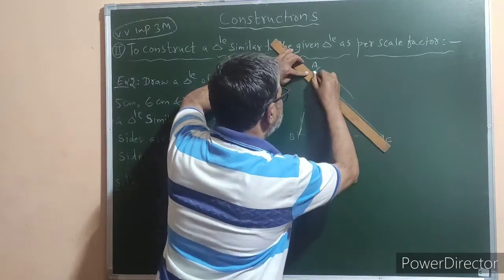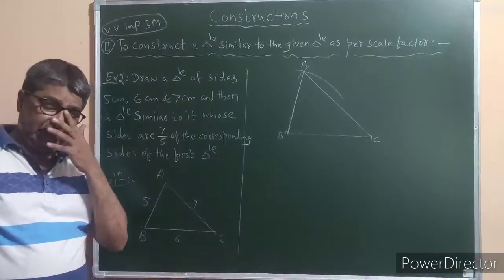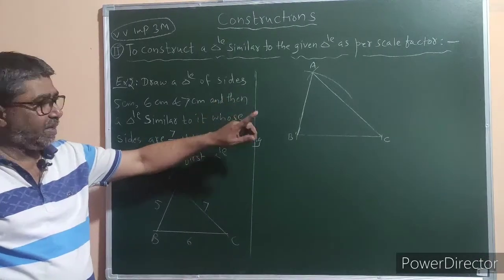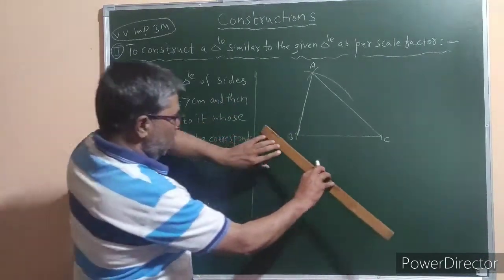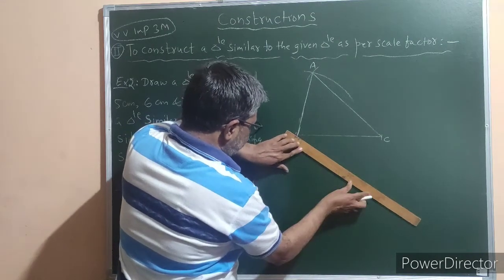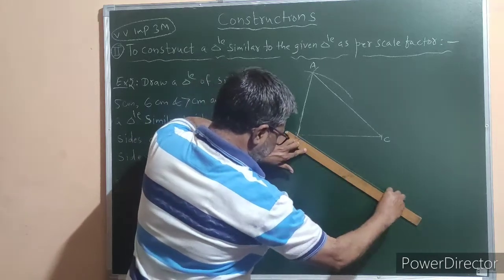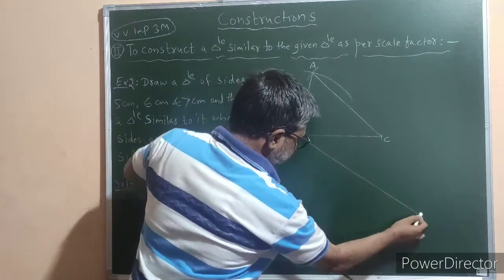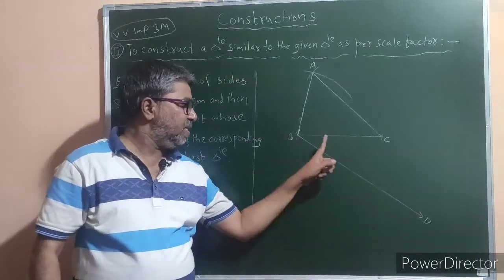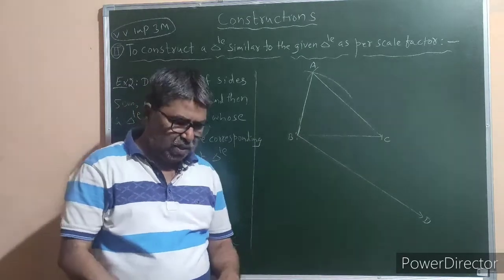This is not new one, this is nothing but a revision. You have studied this in 7th and 8th standard. Now to construct similar triangle to this ABC, you have to draw a ray BD making an acute angle with BC. Name this point as D. So this BD is a ray which is making an acute angle with BC.